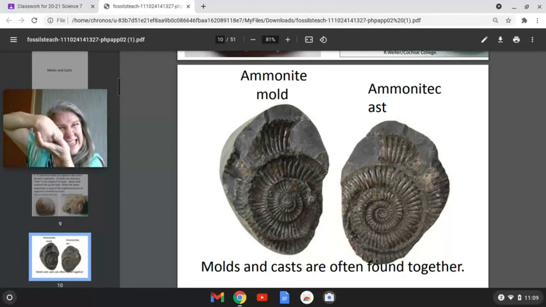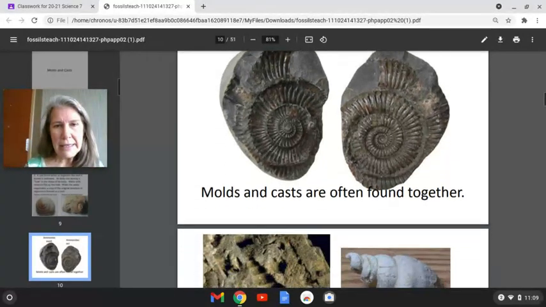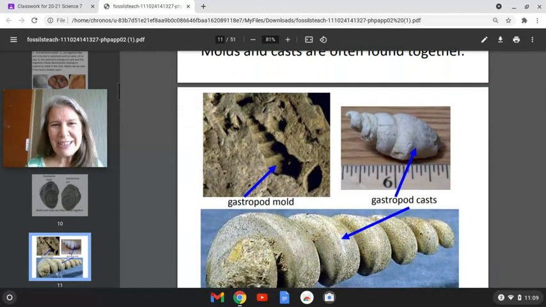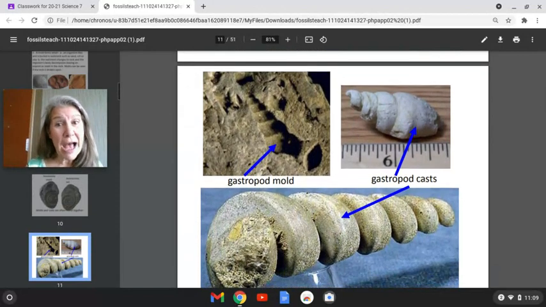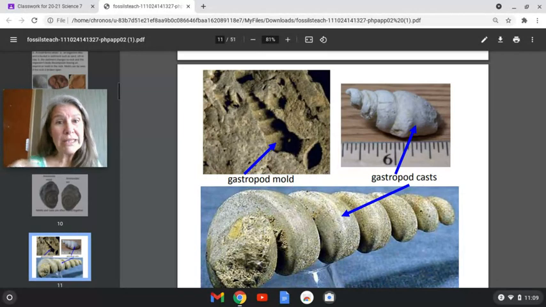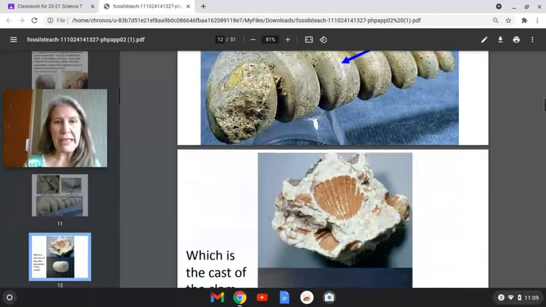So it'd be kind of like this. And then look, our snails are gastropods, and there's a mold. This mold was like popped up where you could press around it. Sometimes molds are indented. And then there's the cast, which was the whole thing.